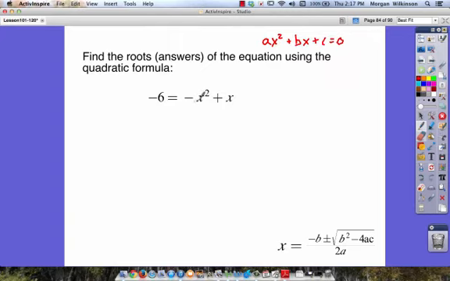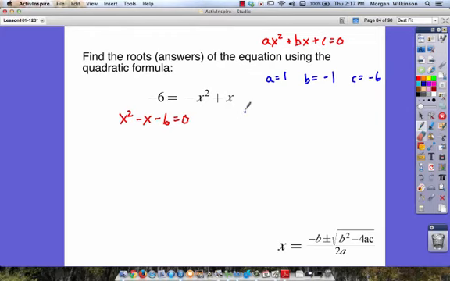Let's move everything over to the left so it all equals 0. When we do that, we're going to get x squared minus x, because we move this to the opposite side of the equation, so it becomes the opposite sign, minus 6 equals 0. Now we can see our a, b, and c values. a equals 1x squared. b is equal to negative 1x. And c is equal to negative 6.